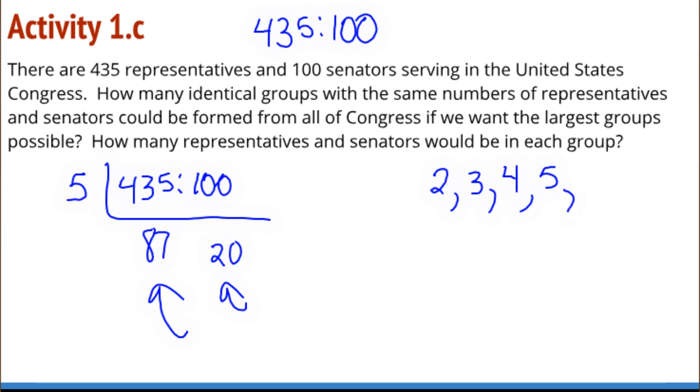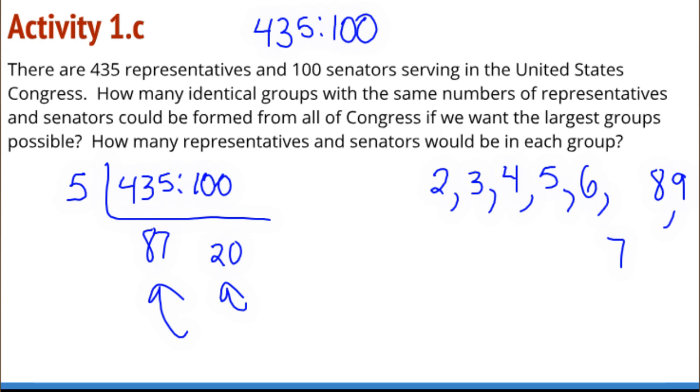I can't divide by 6 because they are not divisible by 2 and by 3. 7, we don't have a divisibility rule for that we have explored. Let's take a look at 8 here. Well, I know 20 doesn't divide by 8, so that's not going to work. And I know that 20 doesn't divide by 9.